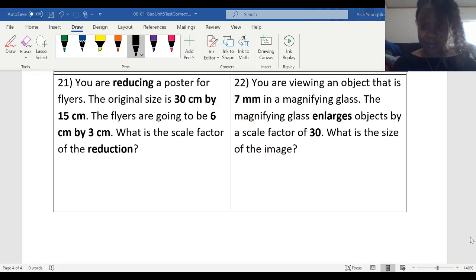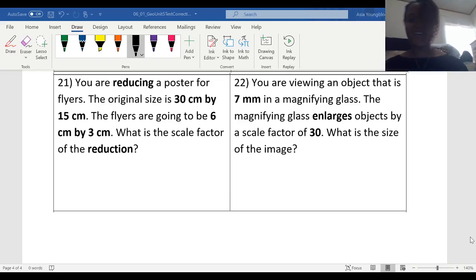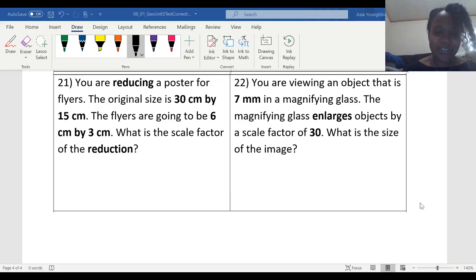Finally made it to the last page of the test, guys. We're almost there. We can see the light. I'm trying to show you the light. Okay, so for 21 and 22, these are story problems. So they're basically the same idea we've been working with. They're just phrased in a different way. And it's actually asking you to apply the concept we've been focused on for this test.